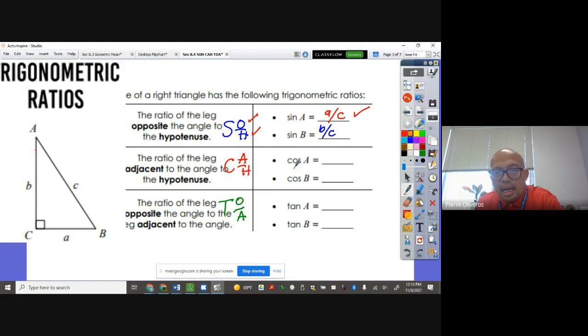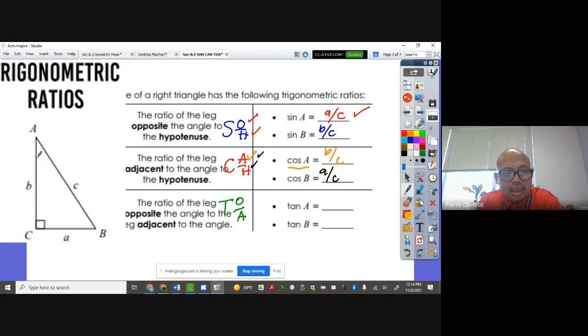Cosine. Cosine of A is this orange one. Cosine means adjacent. The adjacent here is B. And the hypotenuse is C. So it's B over C. What about cosine B? So that means we go to angle B. That's B there, this black angle here. And adjacent over hypotenuse, adjacent to angle B is A. Hypotenuse is C.